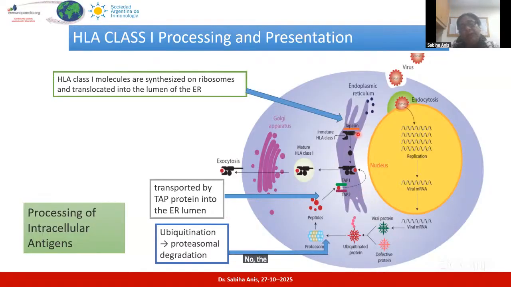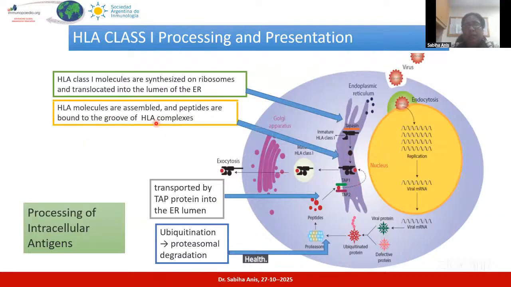Now, the MHC class 1 proteins are synthesized in the ribosomes, and from there they are translocated into the lumen of the endoplasmic reticulum. Once they are in the lumen, they get assembled. The peptides come through the TAP, the HLA molecules are there, and there are some chaperone proteins like calreticulin, calnexin, and ERp57. They form a complex which helps in loading these peptides onto the assembled HLA class 1 molecules in the endoplasmic reticulum.